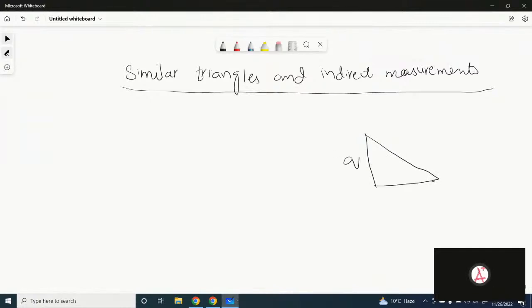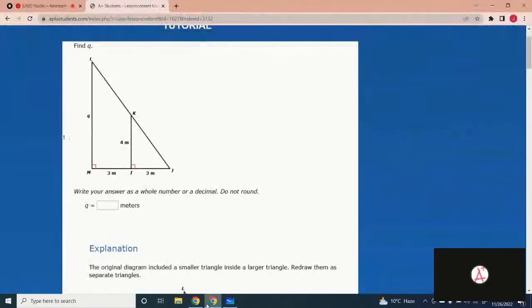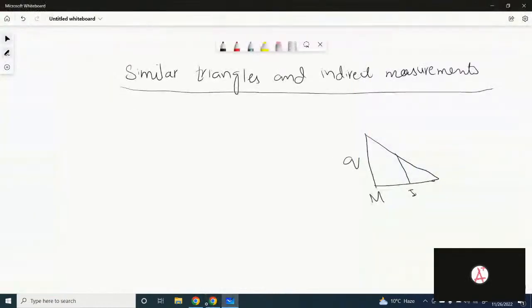You have here Q, M, I, J, K, L. Okay, this is J, this is K, this is L, this is 3 meter, this is 3 meter, and this is 4 meter. Got it? Okay, let's just draw two triangles, the greater one and the smaller one.